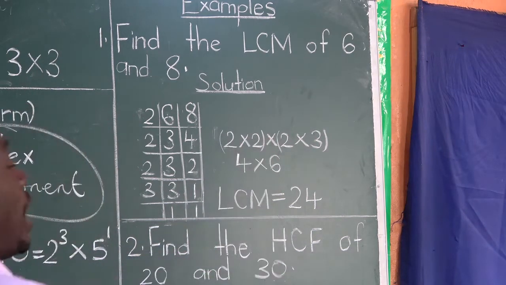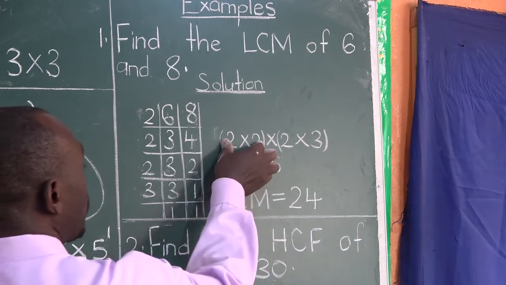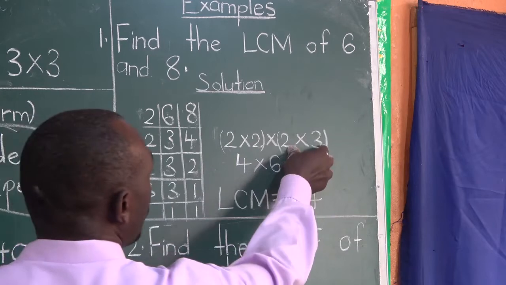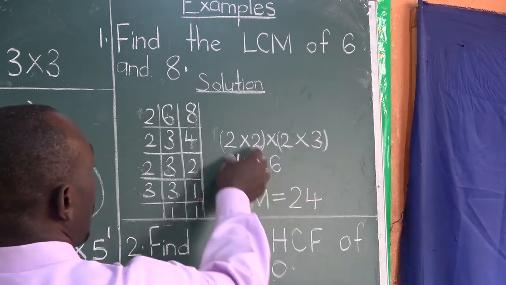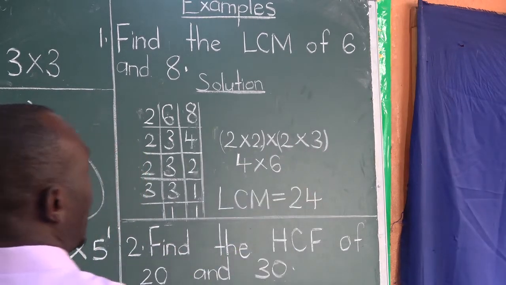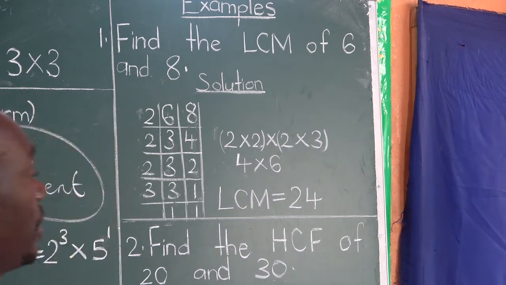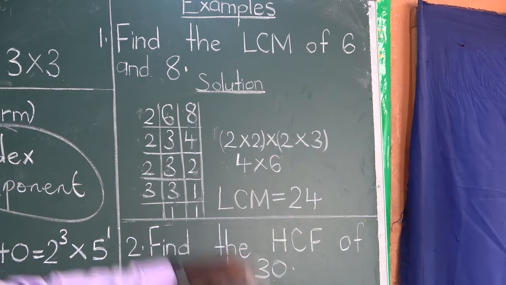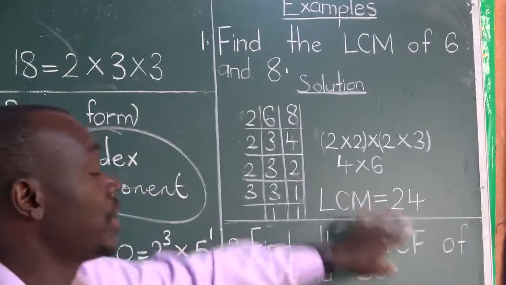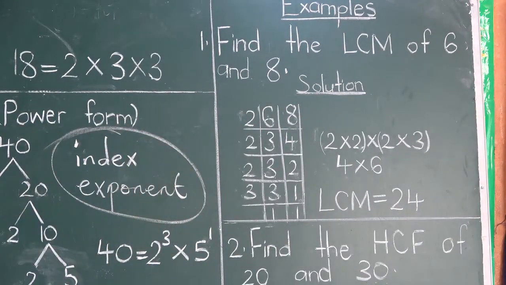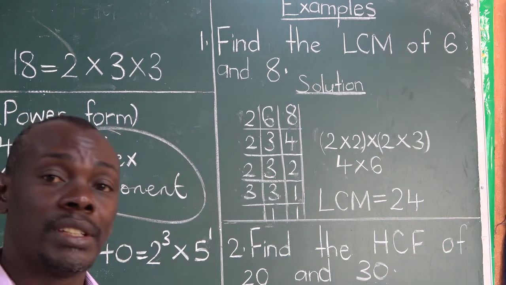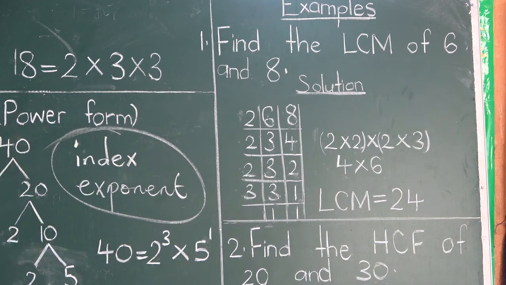Pair for easy multiplication, so that we multiply 2 by 2 and get 4, and 2 by 3 you get 6. So I've got 4 times 6, which will bring 24. So the LCM of 6 and 8 is 24. Through that idea of prime factorization, we have attained the LCM.